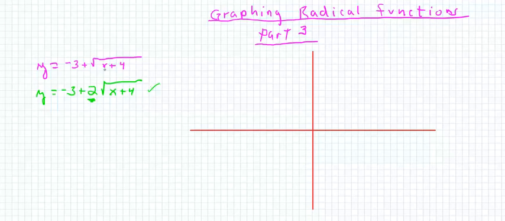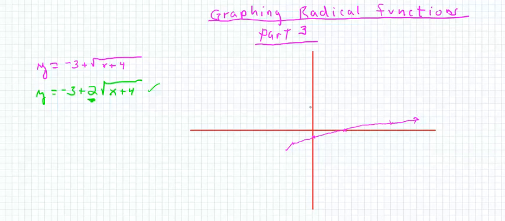So our starting point is -4, 1, 2, 3, 4, -3. And then we have a point here, 2, 3, 4, a point here, and 5, 6, 7, 8, 9, a point here, 10, 11, 12, 13, 14, 15, 16, and so on and so forth. So my graph looks like this. It goes up and to the right.